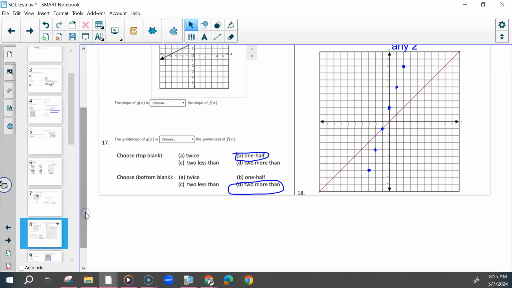For 17, similar. The first one would be 1/2, the second one would be 2 more than. 18, you just needed any of those 2 points. It didn't matter which 2. You shouldn't have more than 2, and you shouldn't have a line. It didn't ask you to draw a line, it just asked you to plot 2 points. Some of them will say form a line, and then on the computer what will happen is you'll put 2 points in, it will magically form a line.